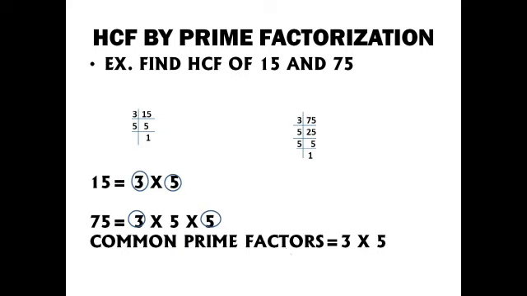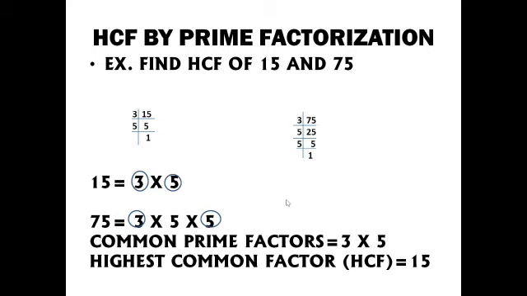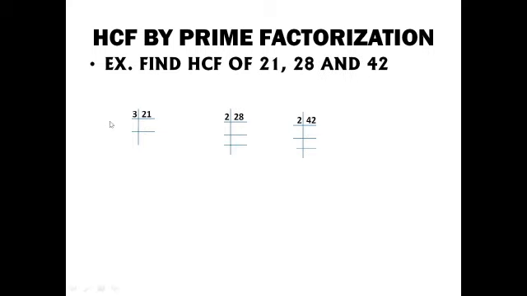Now let us take another example. In this we will find the HCF of three numbers, 21, 28 and 42. Let us factorize 21, and after factorizing we get 3 and 7 as prime factors. On factorizing 28 we get 2, 2 and 7 as prime factors, and upon factorizing 42 we get 2, 3 and 7 as prime factors.